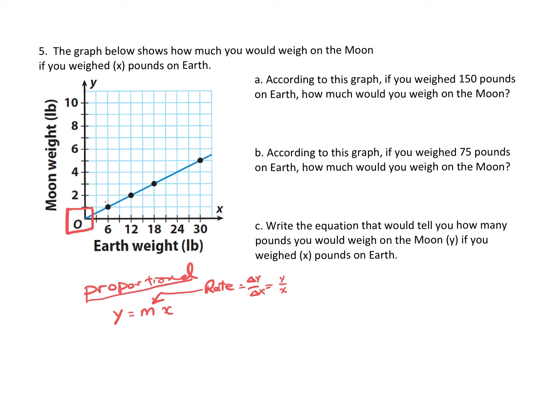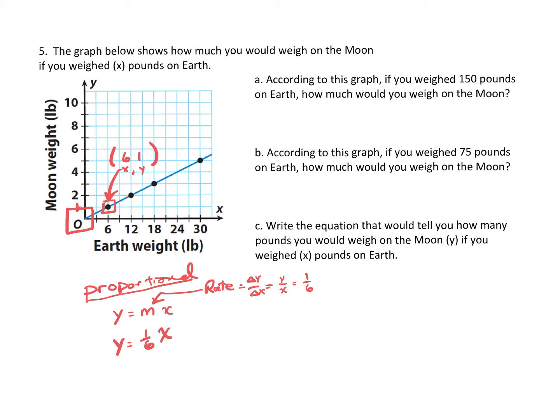So we could take this first point right here. Now you have to be able to read that point. If you can't read that point, go to the next one. And then we're going to put the y over the x. But remember, the points are always going to be x, y. So 6, 1. We're going to put the y over the x. That's 1 over 6. So y equals 1/6 x. That's a fraction, and that's okay.